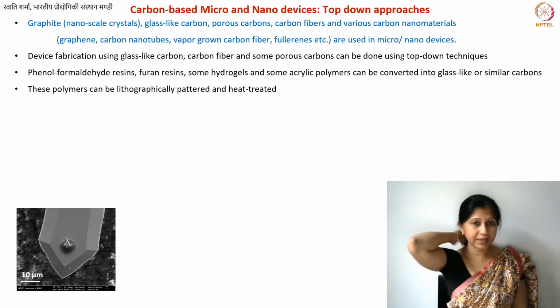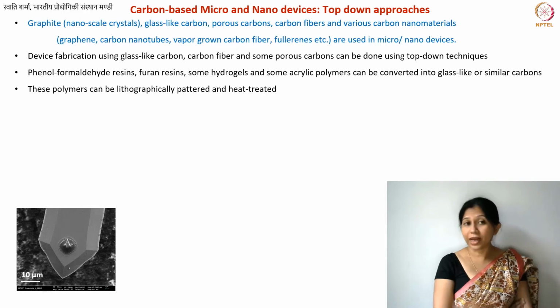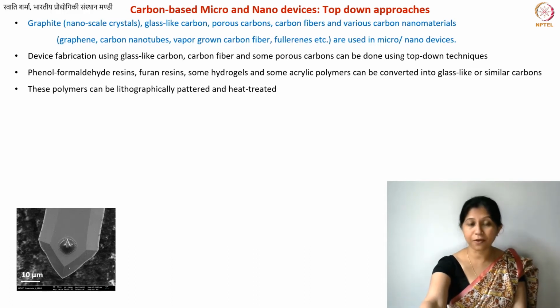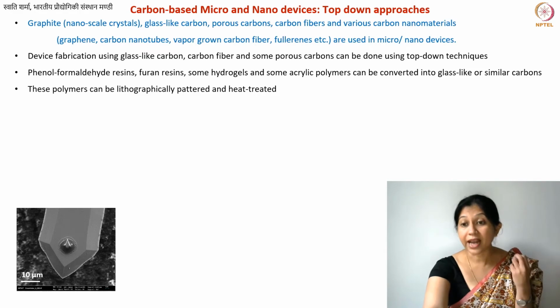The only difference is that your heat treatment temperatures are relatively lower. So you may not have the exact same properties as you have for large scale glass-like carbons, but you will have properties reasonably close to it. Okay, so well, you can use not just phenol formaldehyde resins, also furan resins, acrylic polymers, and maybe some other polymer will give you a good carbon. There are certain hydrogels also which give you good quality carbon, and whether or not it is glass-like carbon, that is something you have to see.